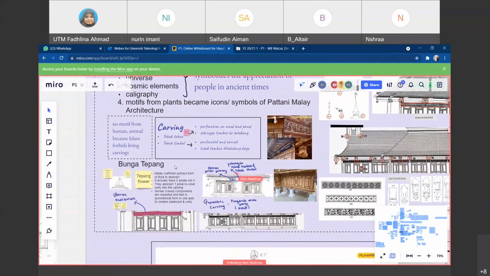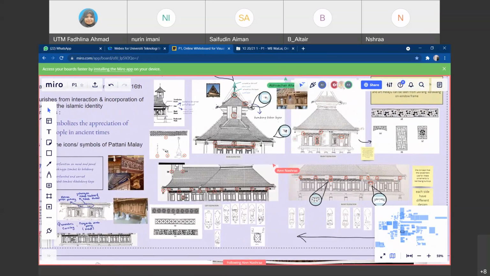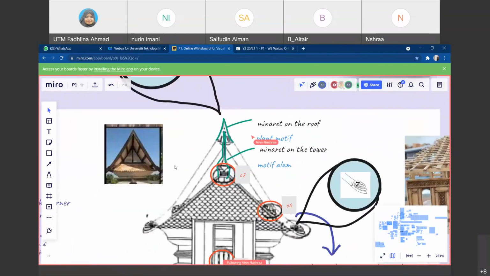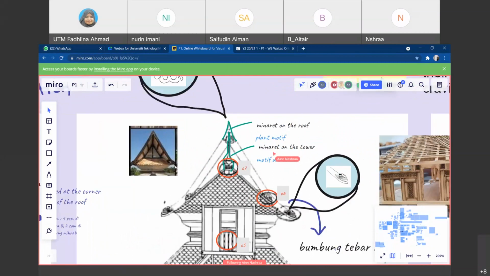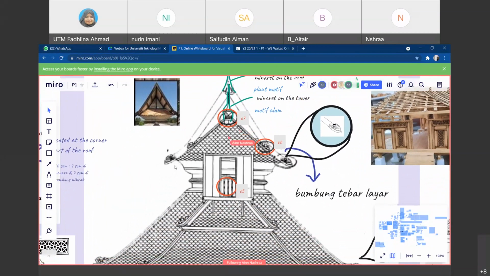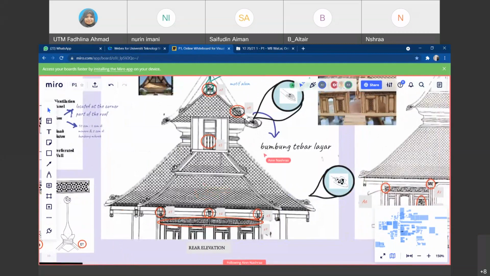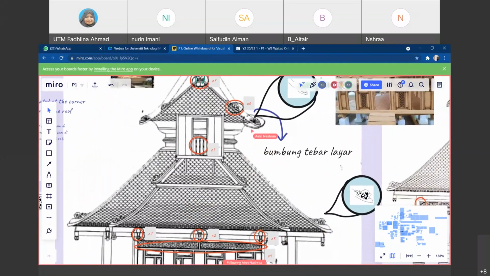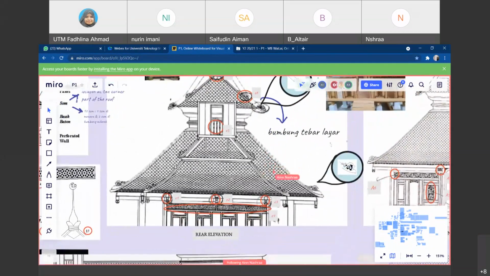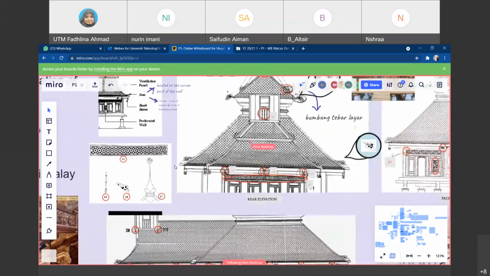Okay, this is where the carving parts were located. First, the calligraphy of Allah is at the minaret of the roof with the plant motif. And for the C7, this is the type of carving. So this is the placement of the carving. And this one, I didn't have any name, but this is the placement. This is one CF, C5 in here.